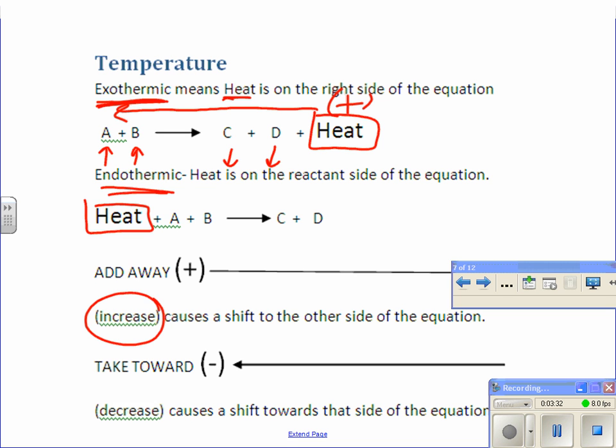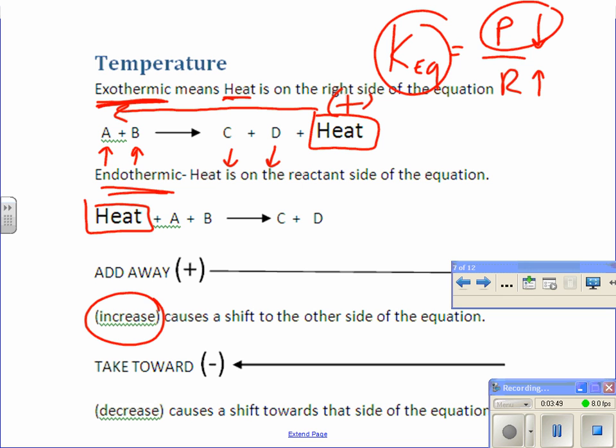Remember, the only thing that changes K is changes in temperature. We solve for KEQ like this: products over reactants. So in this case, if the reactants get bigger and the products get smaller, whatever happens to the products happens to KEQ. Since the products are decreasing, KEQ is going to decrease.